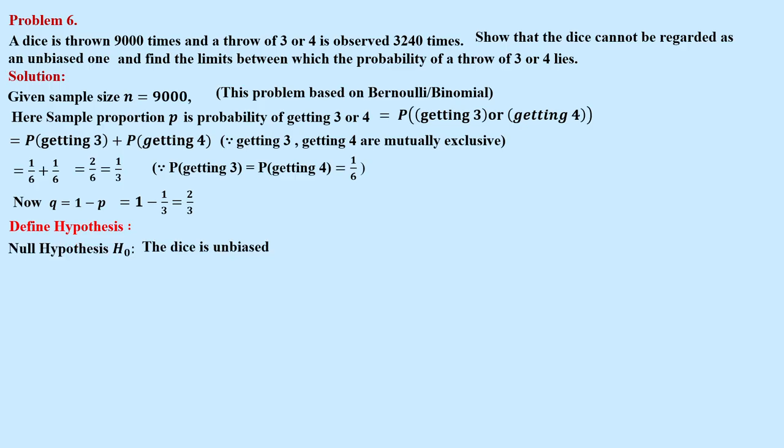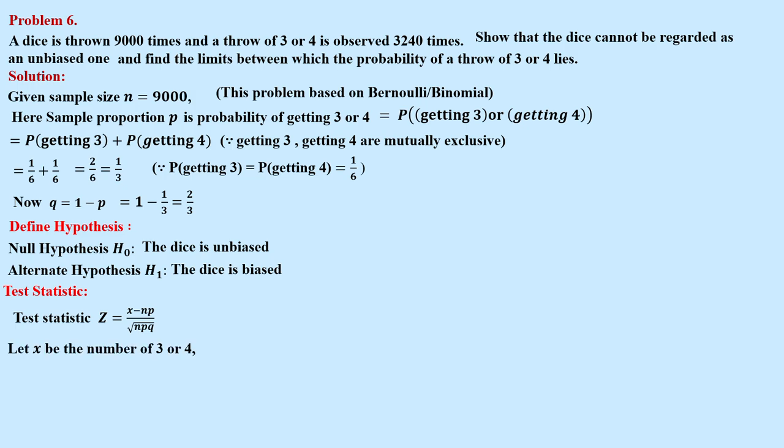Define hypothesis. Null hypothesis: the die is unbiased, right? And the alternate: the die is biased, opposite to that. Test statistic: whenever you are using Bernoulli or binomial, use this test statistic. Z is equal to x minus np by root of npq. Here x is the number of 3 or 4, given that the throw of 3 or 4 observed is 3240, right? So x is equal to 3240.